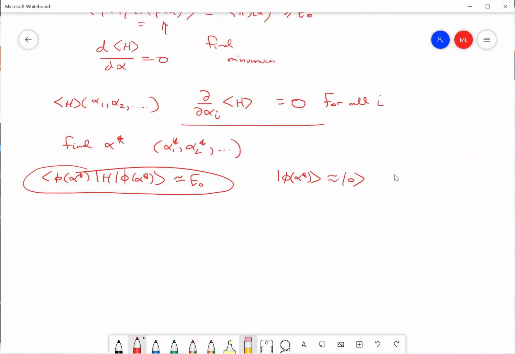So alpha star is the value for which the expectation of the Hamiltonian is minimized? Yes. It's when alpha is equal to alpha star, that's when the derivative vanishes and you're at a minimum. That's right.